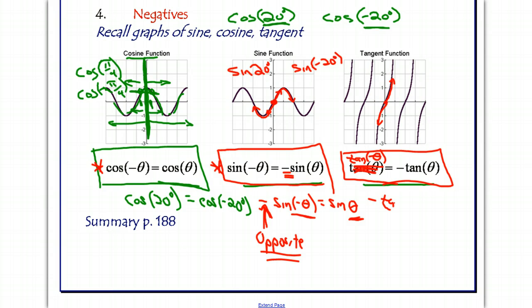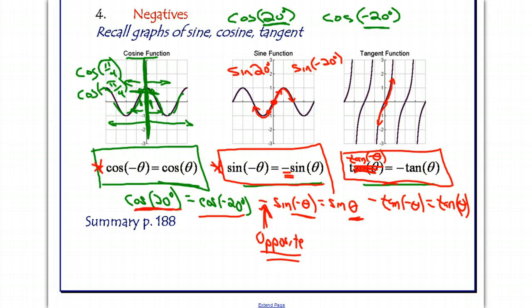And again, nothing to stop you from putting the opposite on this side as well. So just know, when you put a negative into a tangent, it matters. It makes it the opposite. You put a negative into a sine, it matters. It makes it the opposite. You put a negative into a cosine, doesn't matter. It's the same thing as if you took the positive of it.